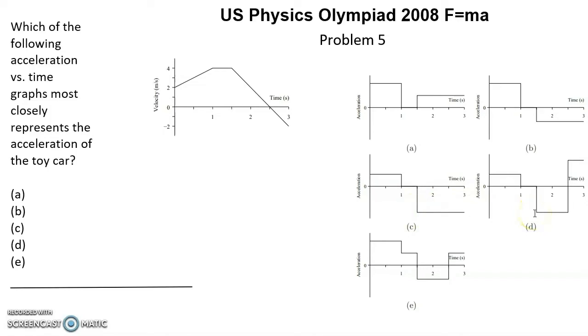Probably C is a good solution. Let's check two others. D, we have good from 0 to 1, that's positive. We have 0 from 1 to 1 and a half. And from 1 and a half to 2 and a half it's again good, but last thing, from 2.5 till 3, we have positive, but it's supposed to be still negative, so it's no good. And E is no good because from 1 to 1 and a half it's not 0. So that's it. C is the correct answer.